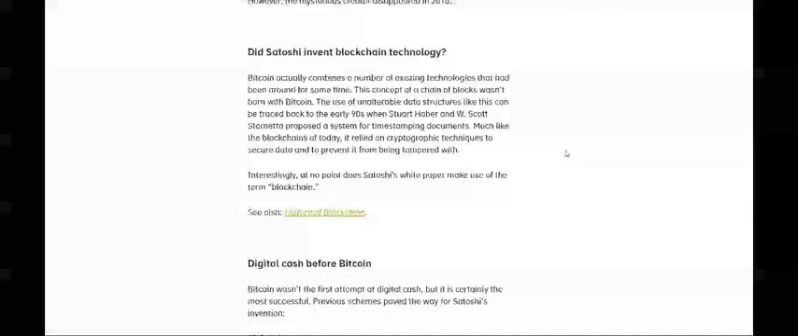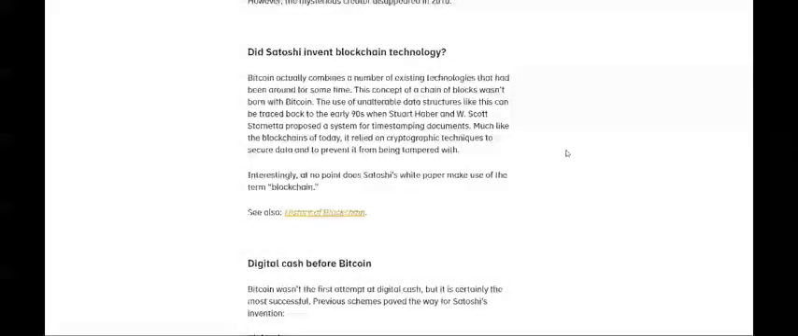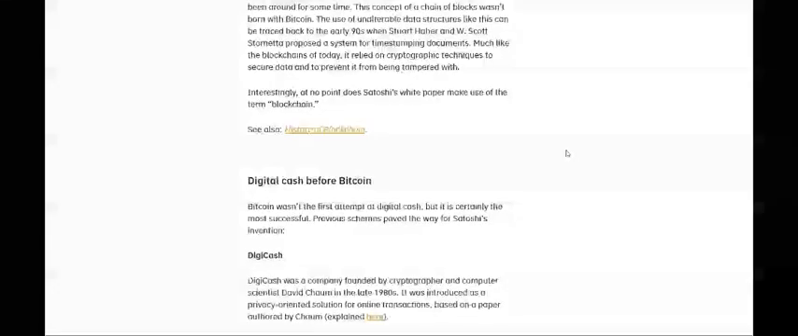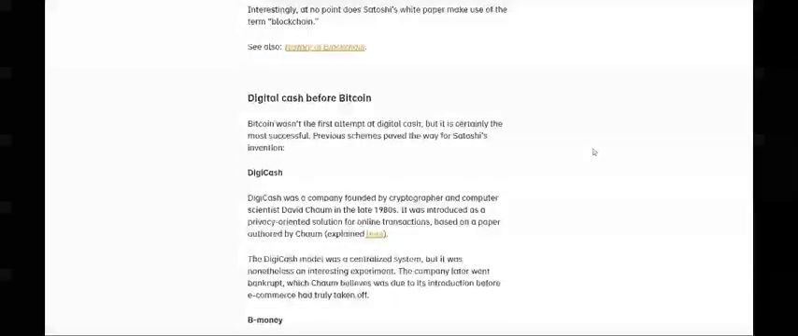Did Satoshi invent blockchain technology? Bitcoin actually combines a number of existing technologies that had been around for quite some time. The concept of a chain of blocks wasn't born with Bitcoin. The use of unalterable data structures like this can be traced back to the early 90s when Stuart Haber and W. Scott Stornetta proposed a system for timestamping documents. Much like the blockchains of today, it relied on cryptographic techniques to secure data and prevent it from being tampered with. Interestingly, at no point does Satoshi's white paper make use of the term blockchain.